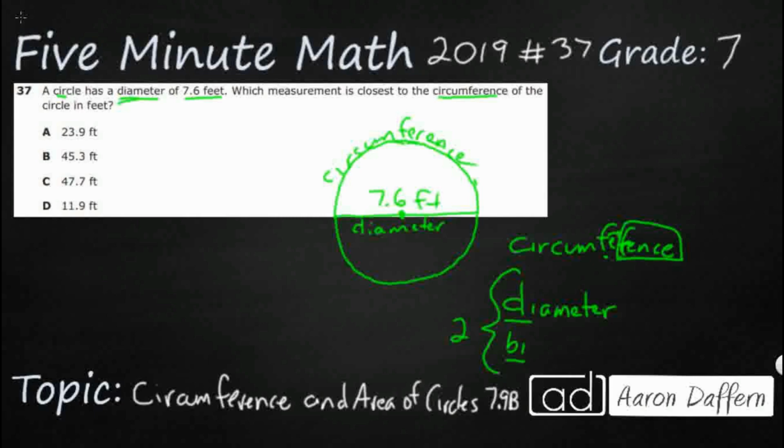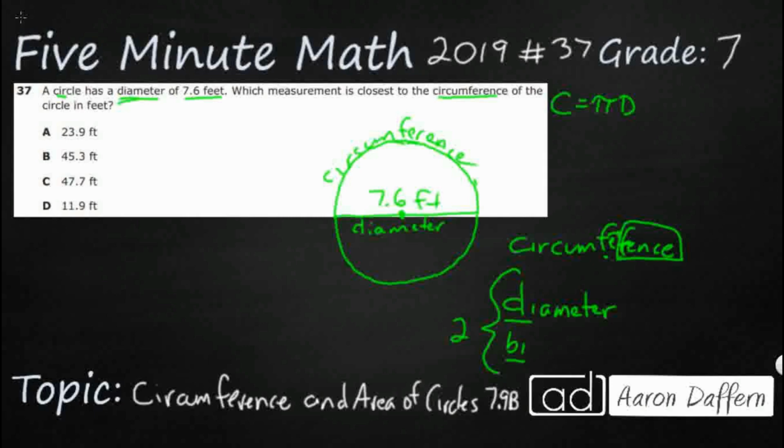Now, if we are looking on our mathematics chart, we will find this equation. So we will find circumference equals pi times the diameter. So we know the diameter. We simply need to multiply that by pi, and we're good to go.